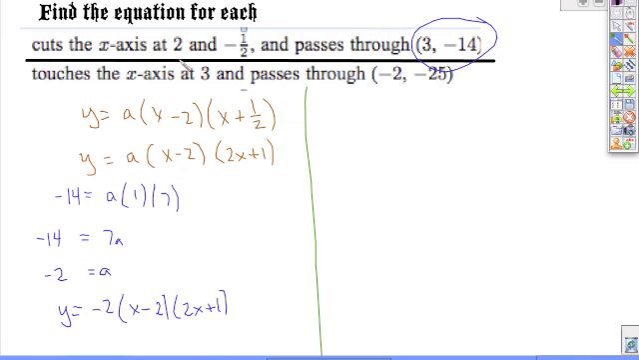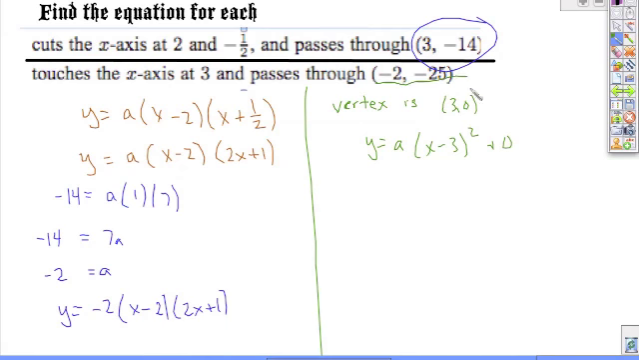Now the second one says it touches the x-axis at 3. That can be interpreted two ways. One, that it has a double root at 3, so both factors would be the same, or that the vertex is at (3, 0). I'm going to think of it that way and write down vertex form right there.